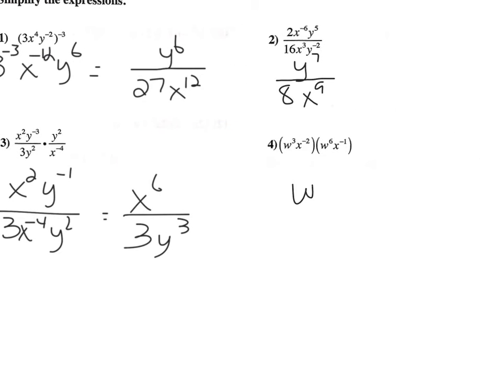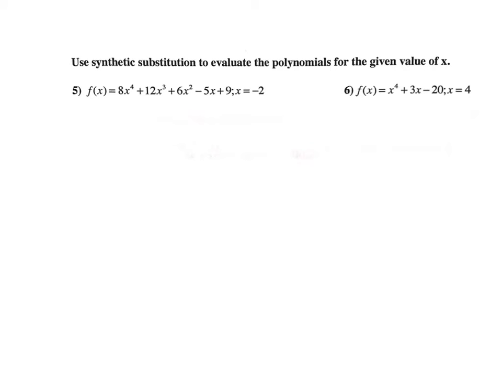Number 4 is just straight up multiplication. When you multiply, you add exponents. 3 plus 6 is 9. Negative 2 and negative 1 is negative 3. And don't forget, do not leave a negative exponent in your answer. The x gets flipped to the bottom so that it is not negative anymore. And that's it.